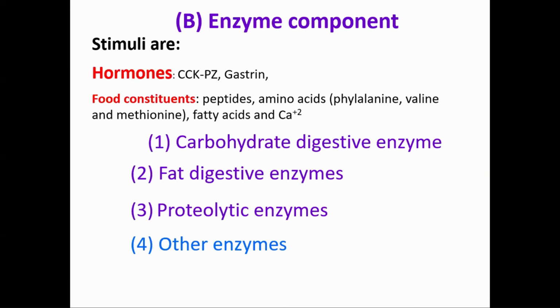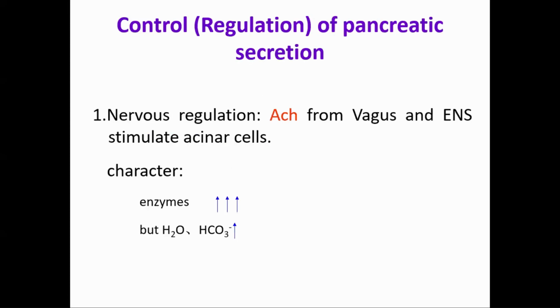So these I have already told, right? So nervous regulation, regulation of pancreatic secretion. From the nervous regulation, acetylcholine and the enteric nervous system will increase mainly enzymatic secretion, and bicarbonate secretion as well. But mainly enzymatic secretion, right? Acetylcholine mainly increases the enzyme secretion.